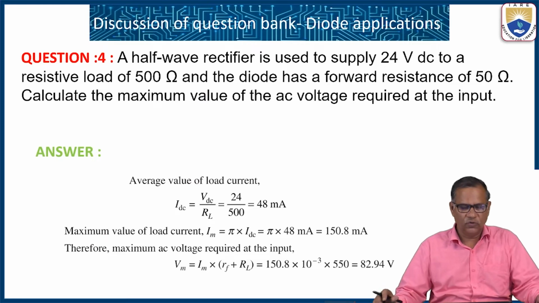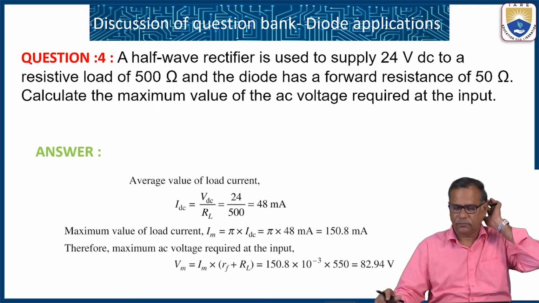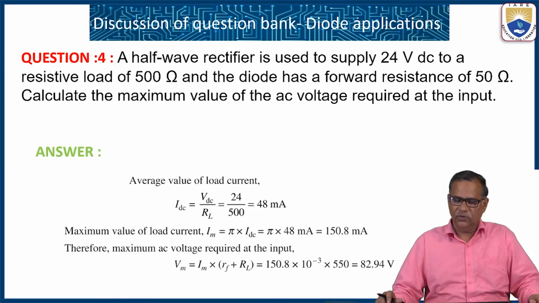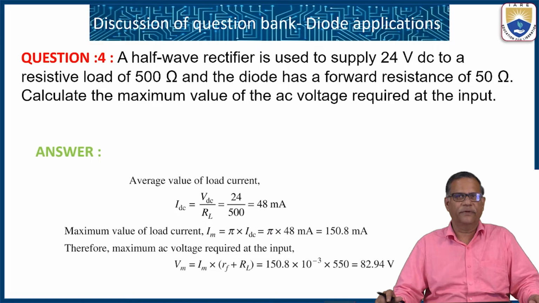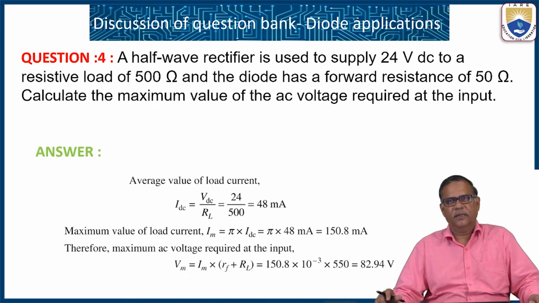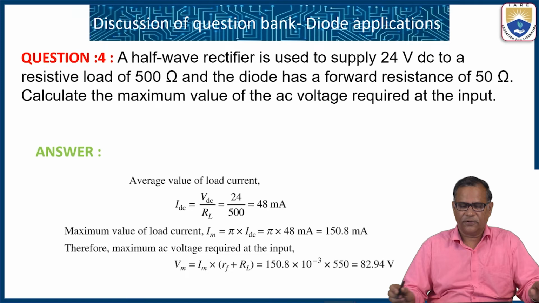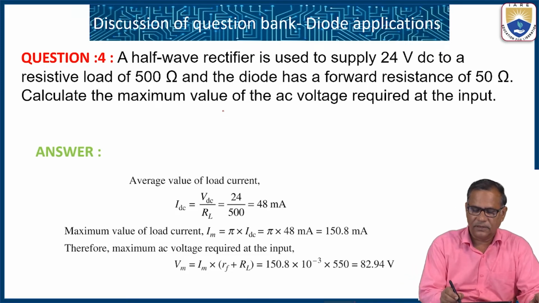Now let us do question number 4. A half-wave rectifier is used to supply 24 volts DC to a resistive load of 500 ohms, and the diode has a forward resistance of 50 ohms. Calculate the maximum value of AC voltage required at the input. It is a half-wave rectifier. What is the circuit for the half-wave rectifier? This is the circuit for the half-wave rectifier.